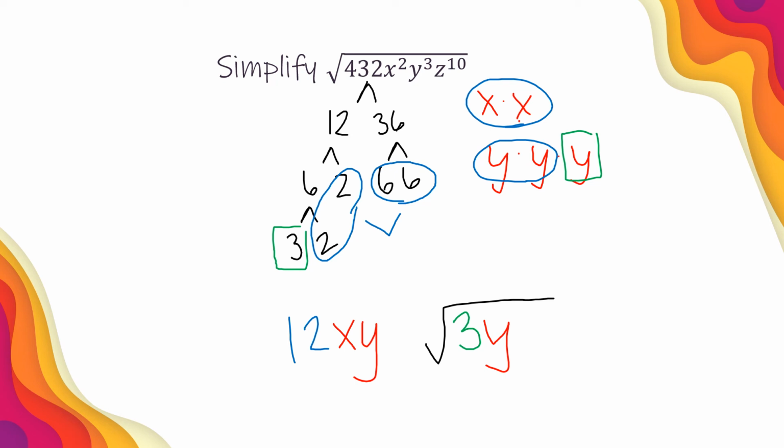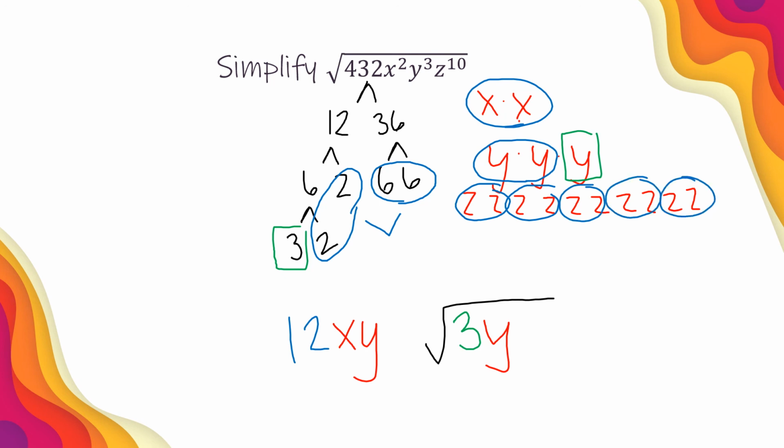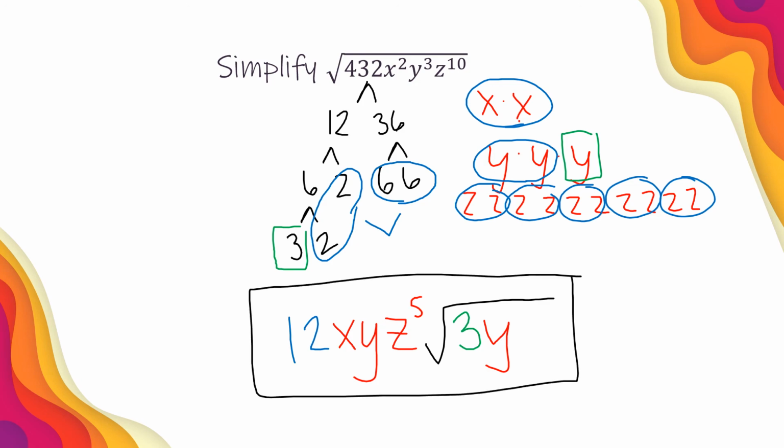All right, so for z, if I write out 10 z's, 1, 2, 3, 4, 5, 6, 7, 8, 9, 10, then that is going to give me 5 pairs because 10 divided by 2 is 5. So 1, 2, 3, 4, 5 couples and no singles. So if you have an even exponent, you're not going to have any singles. So since that was 5 z's, I'm going to bring all 5 of those out. So that's going to be z to the 5th power. And that is my final answer.